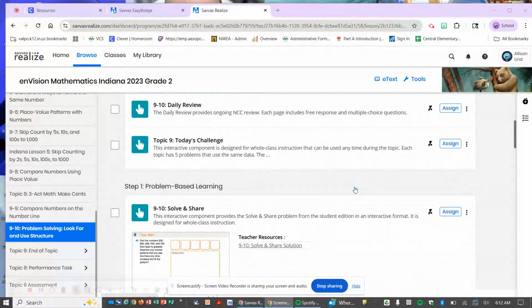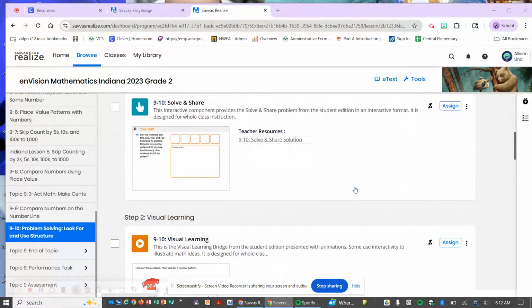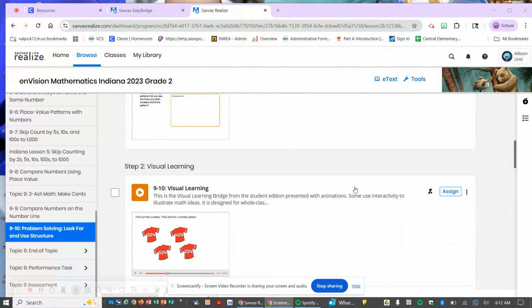All right, kiddos, this morning we are looking at solving story problems and using what we know about organizing these numbers and skip counting to do that. So I think that you will do a great job. I think it's pretty straightforward. Let's jump in.